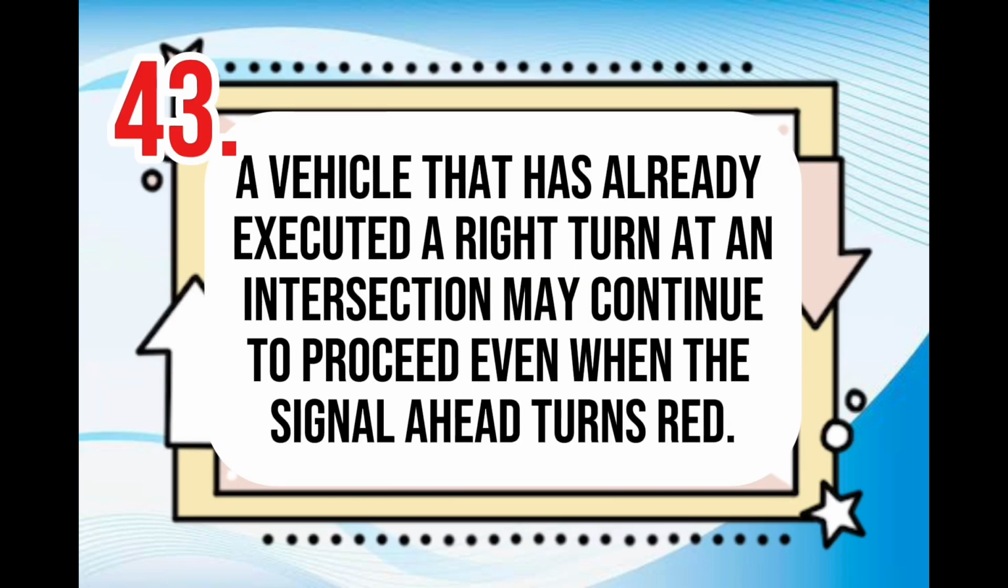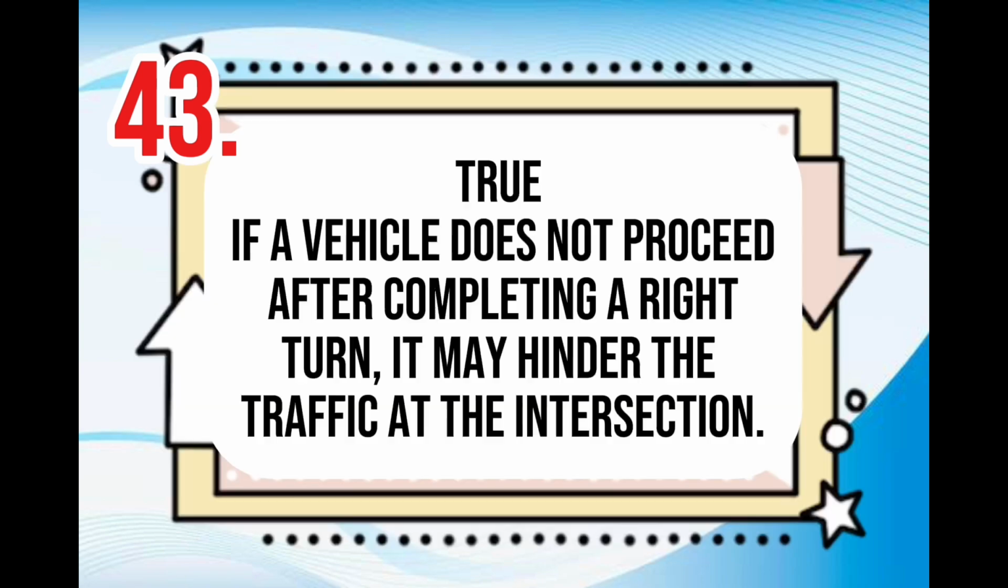A vehicle that has already executed a right turn at an intersection may continue to proceed even when the signal ahead turns red. True. If a vehicle does not proceed after completing a right turn, it may hinder the traffic at the intersection.